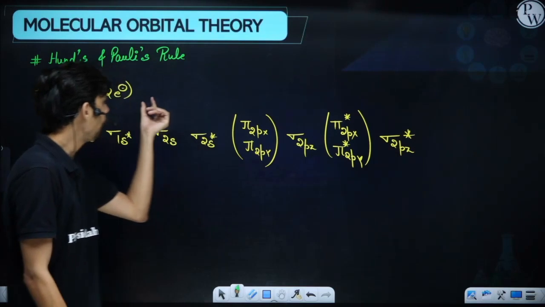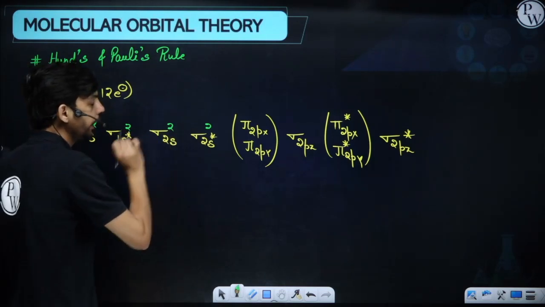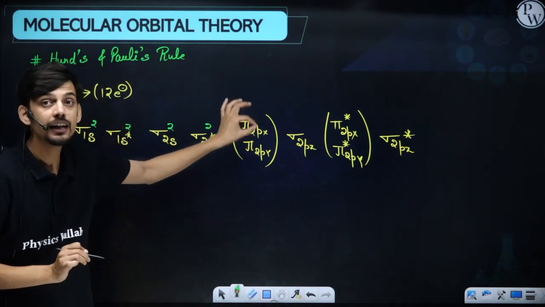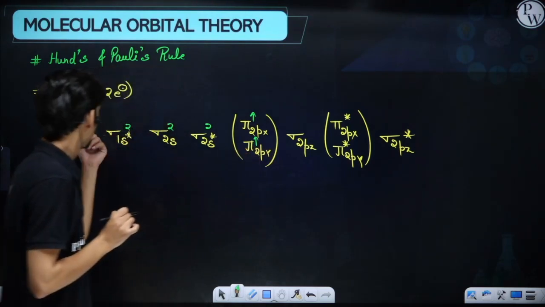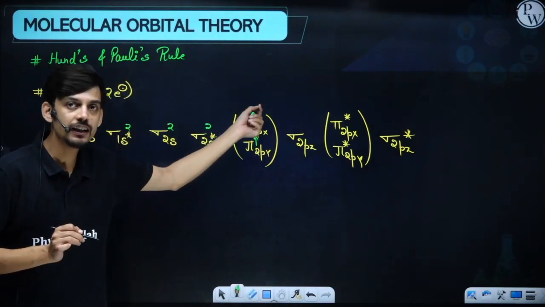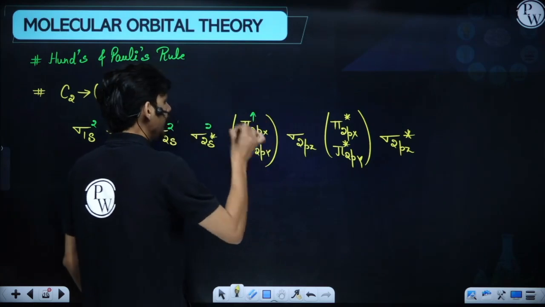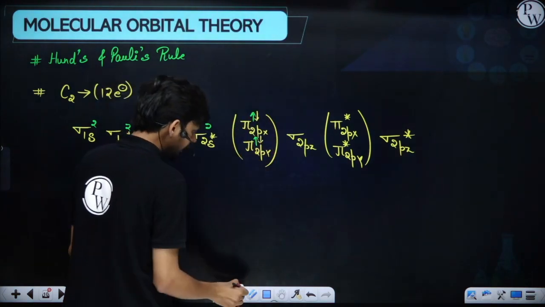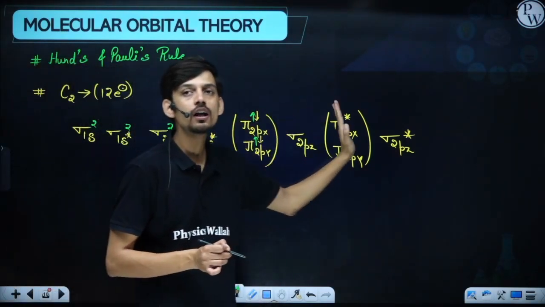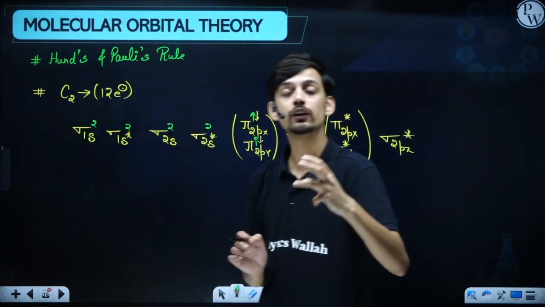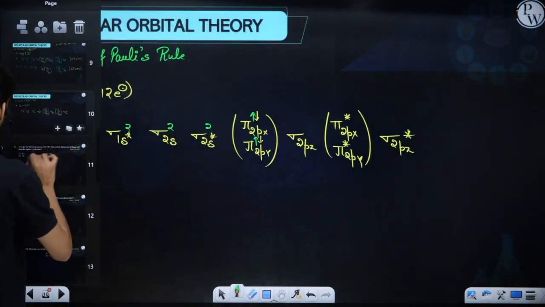Now start filling the electrons. 12 electrons. So first 2 electrons here, 2 here, 2 here, 2 here. 2 to 4 to 6 to 8, right? Now in these 2 orbitals which have equal energy, first of all we will fill 1 electron in each orbital. So 2, 4, 6, 8, 9, 10. After filling 1 electron in both orbitals, now we can pair them. So now we can pair them: 9, 10, 11, 12. And with this, we have 12 electrons completely filled inside these molecular orbitals. So that's how we are going to do the electronic configuration of any molecule. Let's see the electronic configuration of some more molecules.